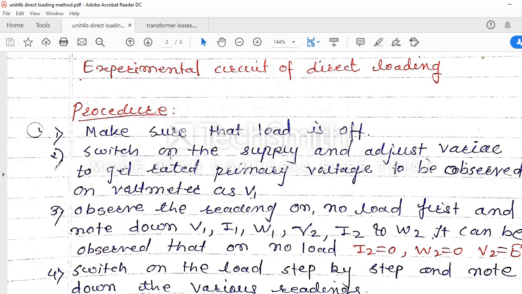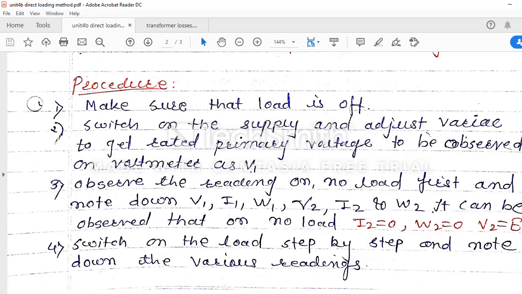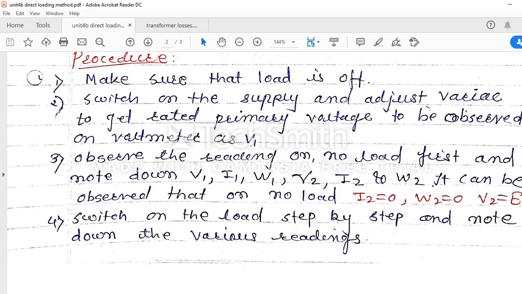Again, I will repeat. First, make sure that the load is off. Then switch on the supply and adjust the variac to get the rated primary voltage, to be observed on the voltmeter V1. Then observe the reading on no load first, so note down the V1, I1, W1, V2, I2, W2 readings. As the reading is on no load, I2 and W2 are equal to 0, and V2 is equal to the induced EMF, E2, on the secondary side. And then switch on the load step by step and note down the various readings.